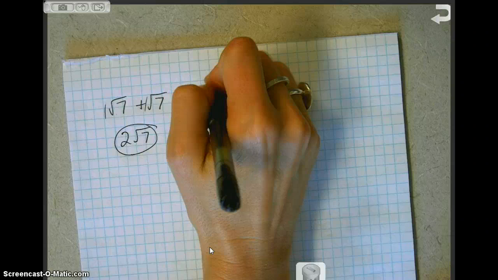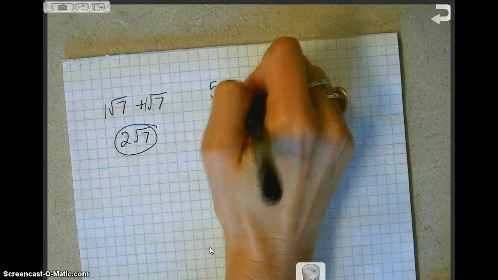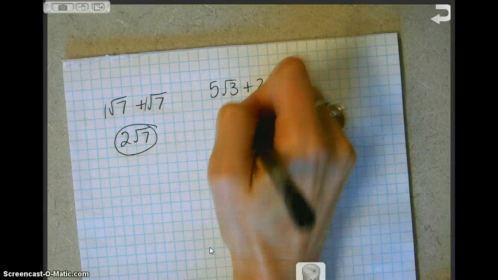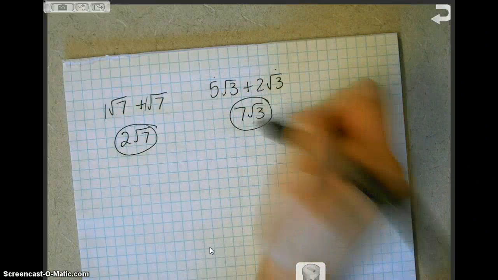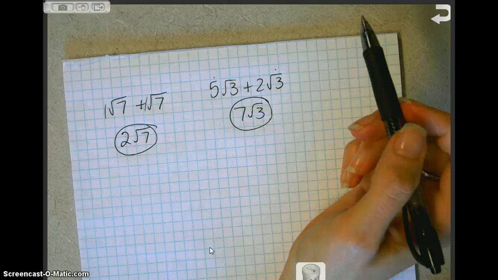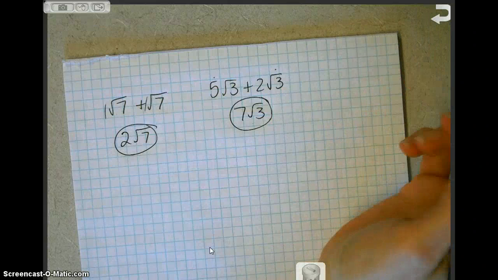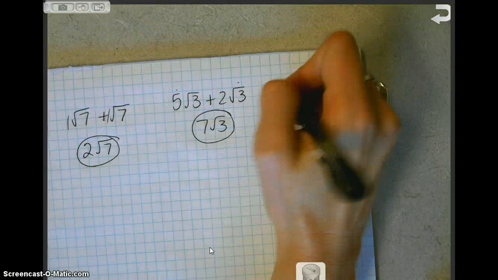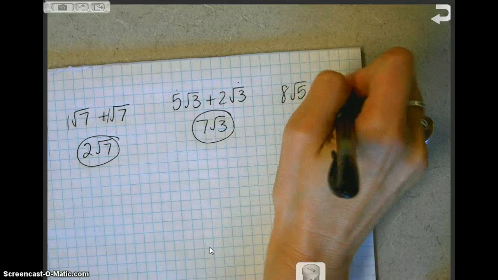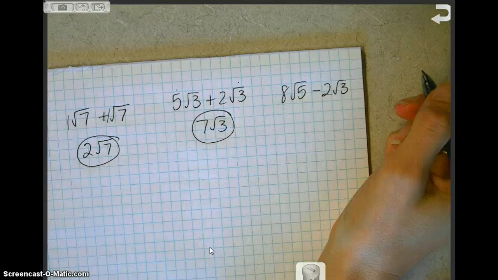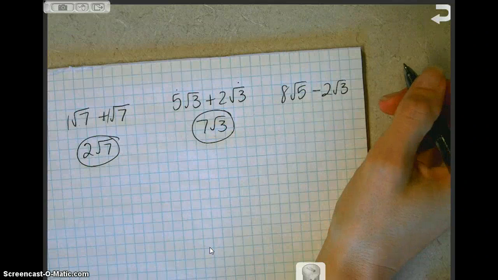If you had 5 square root of 3 plus 2 square root of 3, that would be 7 square root of 3. Kind of like 5x plus 2x is 7x. The radicals and the variables would have to be the same. If you had 8 square root of 5 minus 2 square root of 3, that would be as far as you could go, because the radicals are not the same.